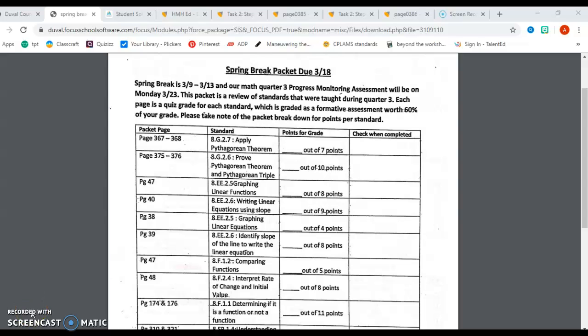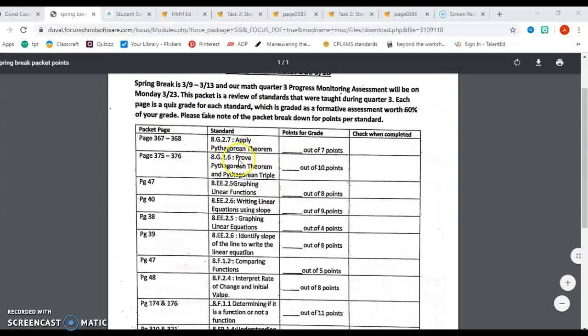I promised to help you through your spring break packet, so today's video is going to go over the first two standards, or the same standard. We're going to go over page 367, 368, and page 375 to 376. These two worksheets go over the Pythagorean theorem. Together they are worth 17 points. So let's start with page 367.